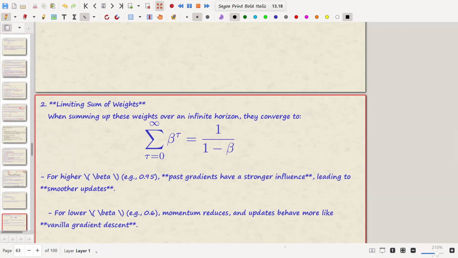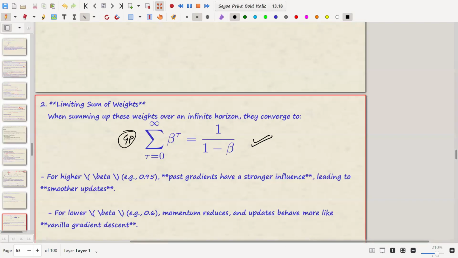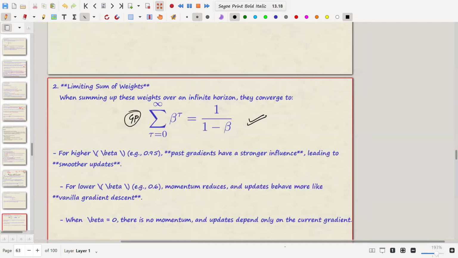Beta, beta square, 1, beta, beta square, beta cube, like that. If you see this, this is the well-known geometric progression relation, right? If you consider the infinite series of a geometric progression, this is GP, then the value is 1 by 1 minus beta. This is the infinite limit.